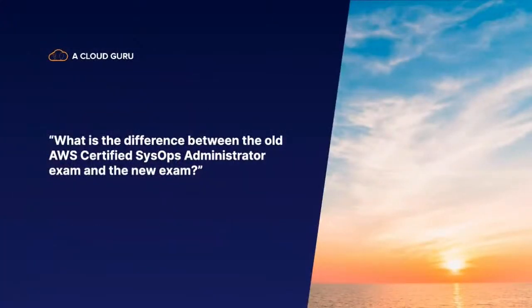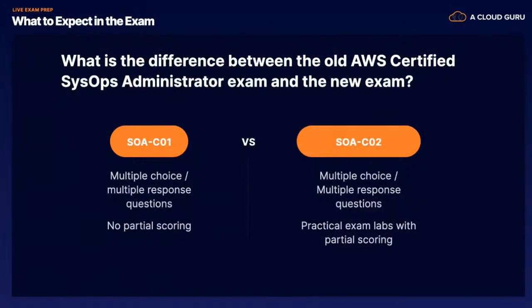All right, next question. What is the difference between the old AWS Certified SysOps Administrator exam and the new exam? A very good question. If we could move to the next slide, please, we'll get our answer. The old exam was called SOA-C01, and it consisted of multiple choice and multiple response questions. There was no partial scoring. So if you got some of the answers identified correctly in a multiple response question, you wouldn't get any marks at all.